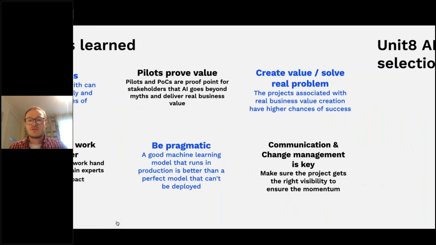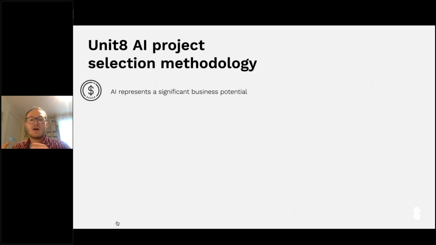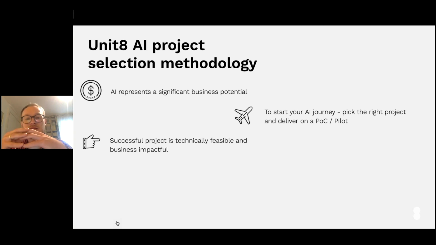And in order to summarize our methodology of selecting the right project: if you think about it, AI represents a significant business potential. In order to get started, think in the proof of concept pilot way, as it will help you gain traction and build momentum. At the same time, when you're picking the right project to implement, think about business impact and technical feasibility together.